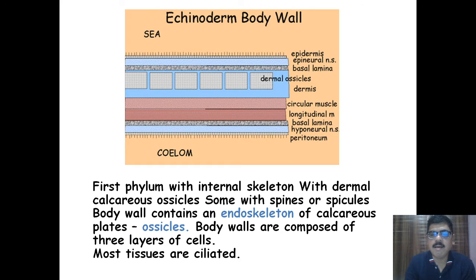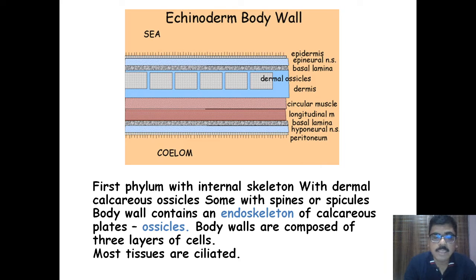The Echinodermata is the first phylum with an internal skeleton with dermal calcareous ossicles. During the course of evolution, this is the first phylum where the endoskeleton or internal skeleton can be seen, and it is in the form of calcareous ossicles with some spines or spicules. Then the body wall contains an endoskeleton of calcareous plates, which we call ossicles. These are square-shaped structures. These are the dermal ossicles made up of calcium carbonate, and they support the body.